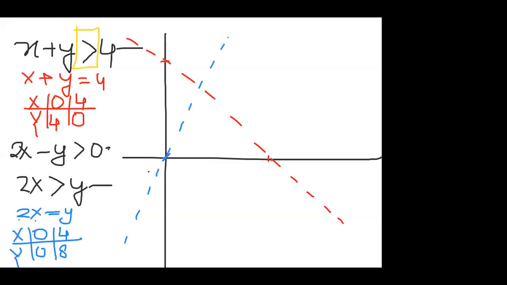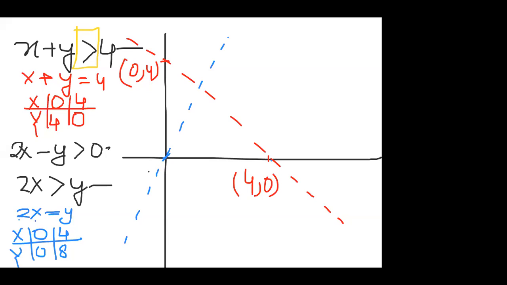Now the last most thing is to shade. So one line is passing through the origin. For that, we will be going to take the test point. This point is 0, 4. This point is 4, 0. The red line is not passing through the origin, so we can go for the origin test with the yellow color.